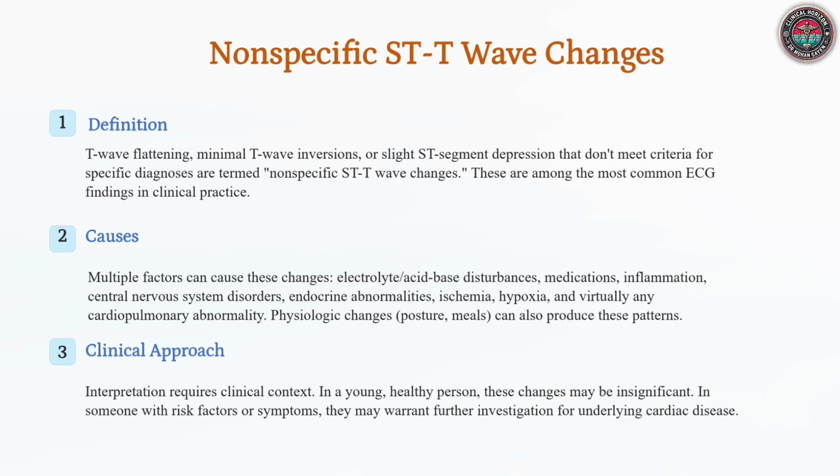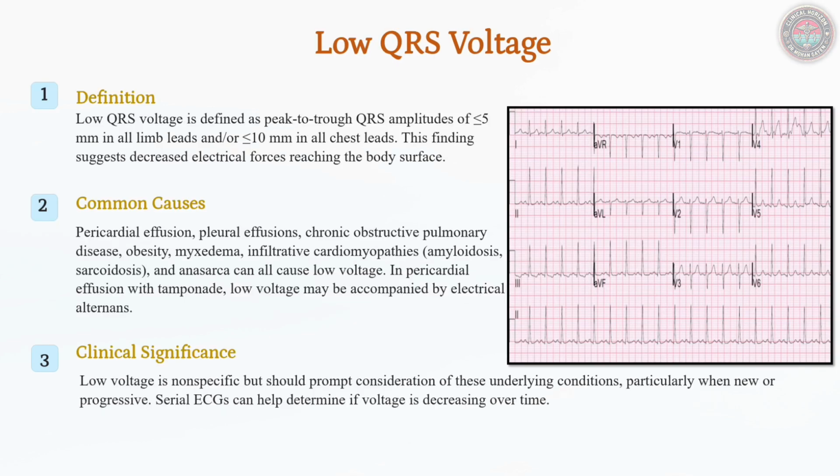Low QRS voltage. Low voltage is defined as QRS amplitudes less than or equal to 5 mm in limb leads, or less than or equal to 10 mm in precordial leads. Common causes include pericardial effusion, pleural effusions, chronic obstructive pulmonary disease or COPD, obesity, myxedema, and infiltrative cardiomyopathies such as amyloidosis. Recognizing this pattern prompts further investigation into underlying systemic or structural cardiac conditions.